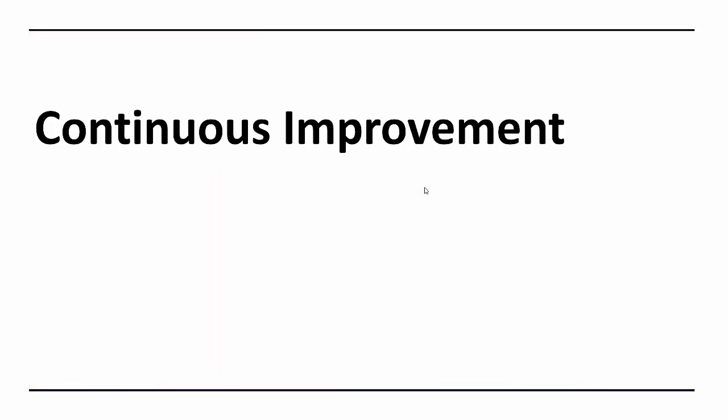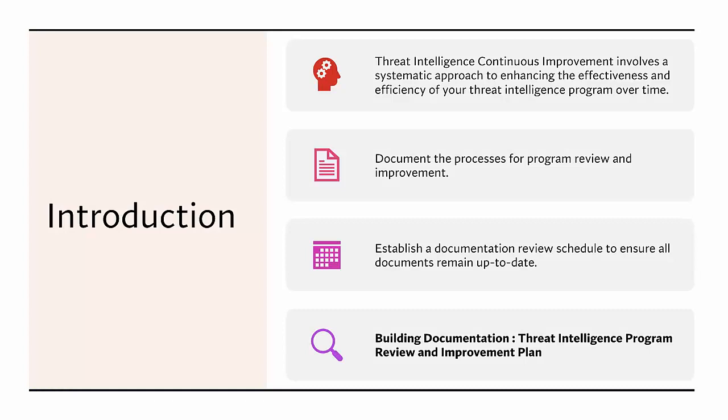Moving to the next part, which is called continuous improvement. So we did the monitoring, we prepared the report. Based on that, we need to improve the overall program. Threat intel continuous improvement is a systematic approach to enhancing the effectiveness and efficiency of the overall program. And how do we do that? By continuously refining the process.